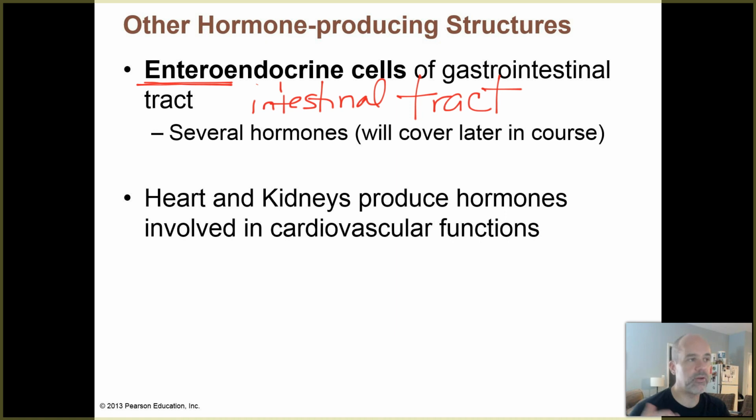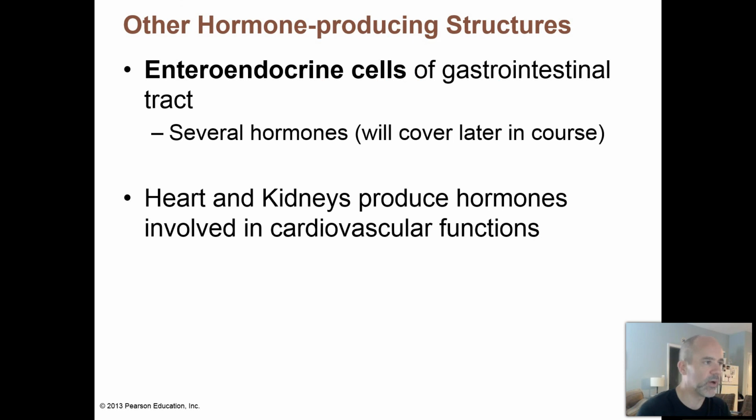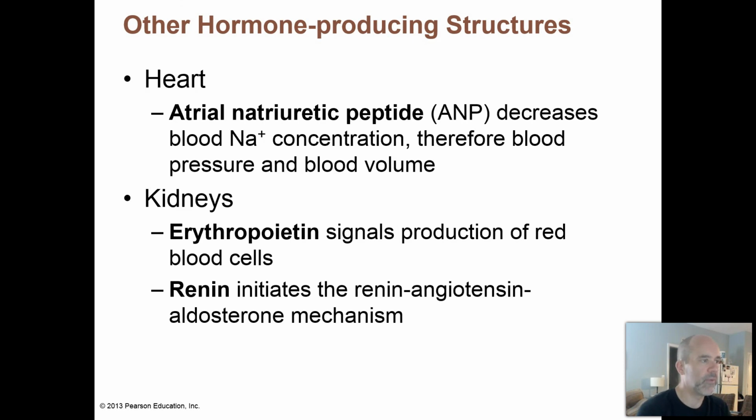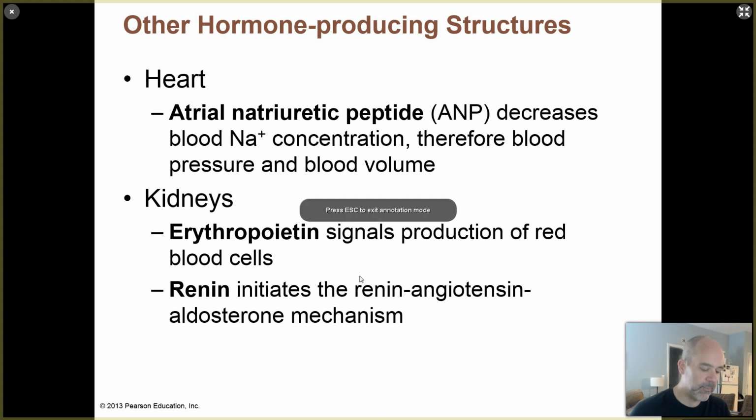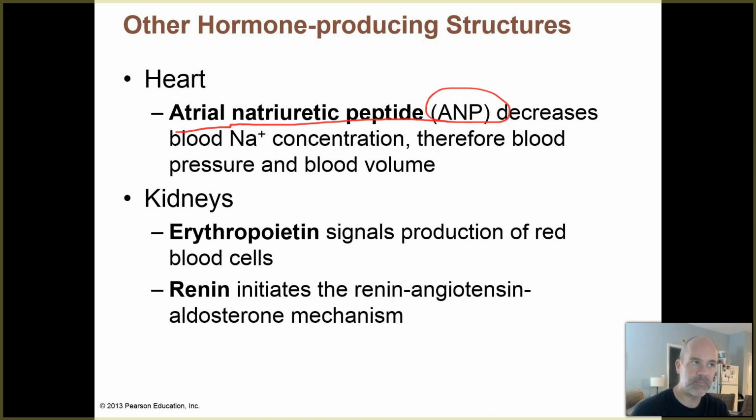Heart and kidneys also produce some hormones, believe it or not, that are involved in cardiovascular functions, and we're going to hear quite a bit more about those when we get to the cardiovascular system. But for now, I just want to introduce these to you. The heart produces a hormone called atrial natriuretic peptide, or ANP. Not A and P like this class, but ANP.